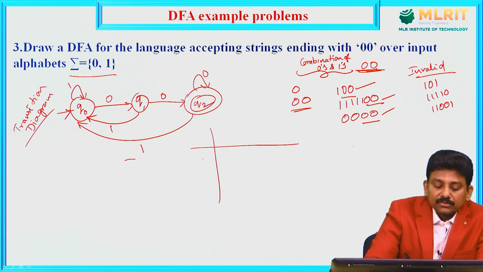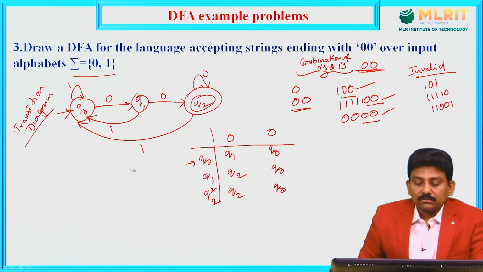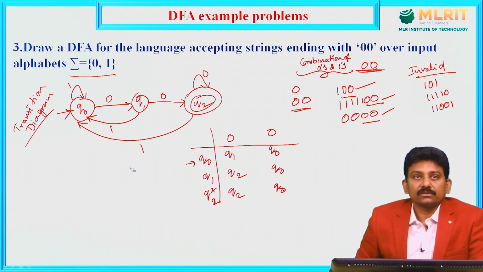Transition table. Q0 is the initial state, Q2 is the final state. Q0 on 0 goes to Q1, Q0 on 1 goes to Q0, Q1 on 0 goes to Q2, Q1 on 1 goes to Q0, Q2 on 0 goes to Q2, Q2 on 1 goes to Q0. So, this is the answer for the given question.